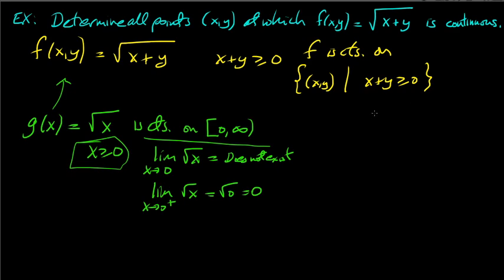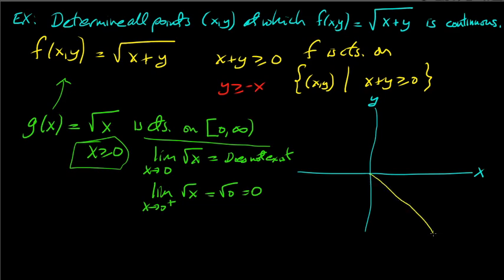Right. So what does that mean? What points are these? Well, if it helps, you can solve for y here. y is greater than or equal to negative x. So y equals negative x is just this line here.